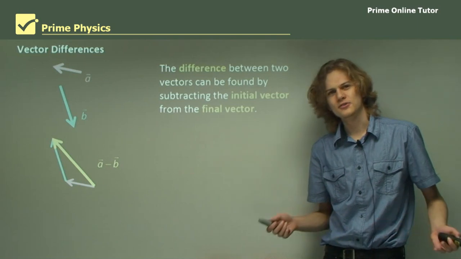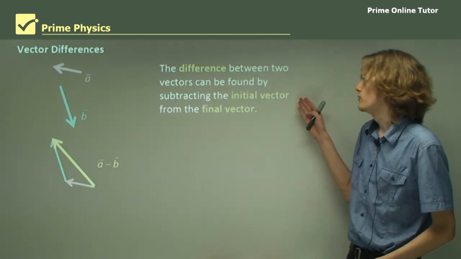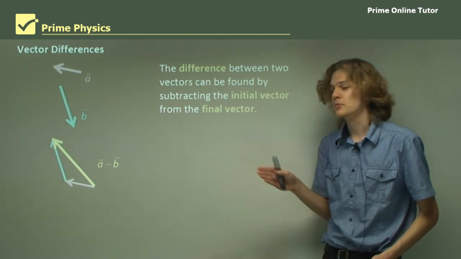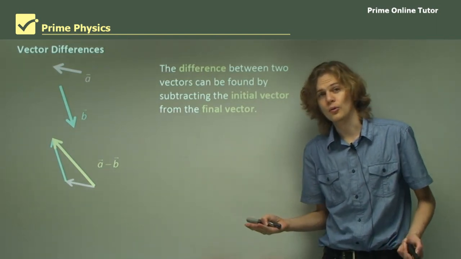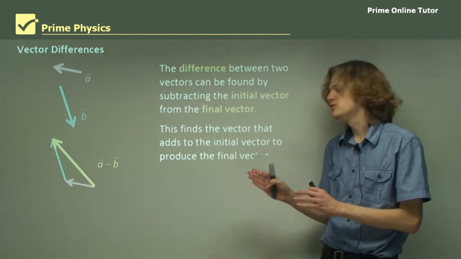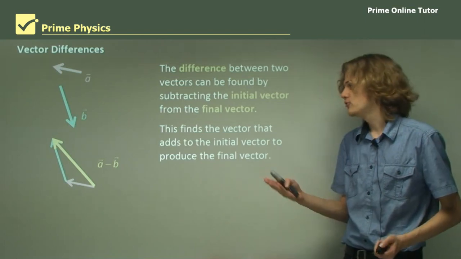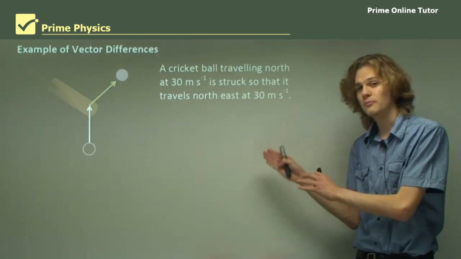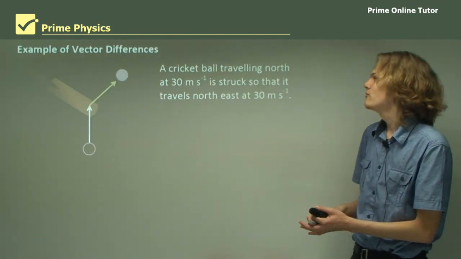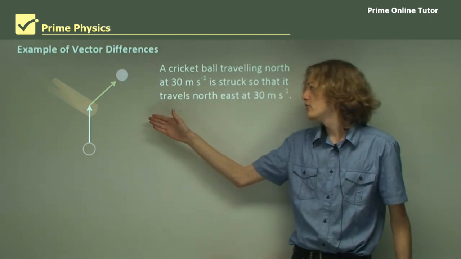Now, what about vector differences? Surely we could use those too, somehow. Well, the difference between two vectors can be found by subtracting the initial vector from the final vector. We've learned about this already. So this finds the vector that adds to the initial vector to produce the final vector. So what this means is that if, for example, we have a cricket bat hitting a cricket ball, we can find the exact change in velocity that the cricket bat made when it hit the ball.